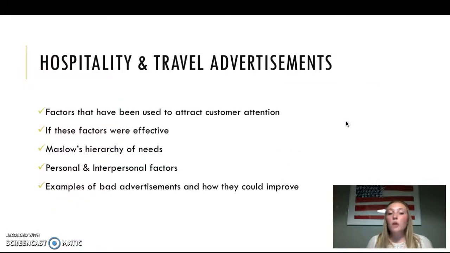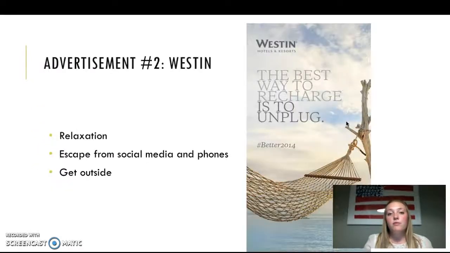So to answer the question, I kind of use these 5 check marks to go through it. When I looked at advertisements, I looked at factors that were used to attract customer attention. I looked at whether or not these factors were effective. I tried to look at Maslow's hierarchy of needs and relate it back to that for those personal factors. And then I also looked at the interpersonal factors that played a role. And then I also gave a couple examples of bad advertisements, and I'll talk about how they could maybe improve.